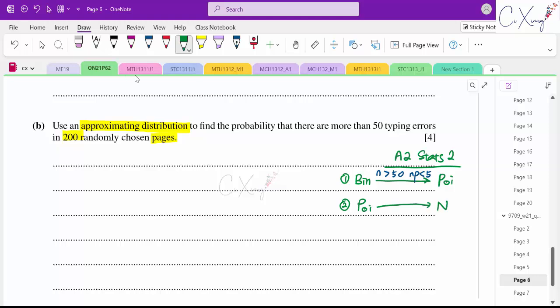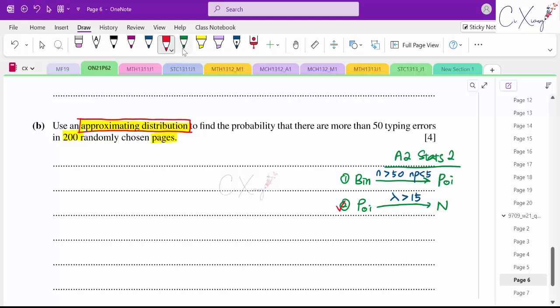When can you change Poisson to become normal distribution? The condition is when your lambda is greater than 15. For this question, you can see they tell you very clearly to use the approximating distribution. That means you must take some approximation. And this question originally is Poisson, right? Therefore, the second type of approximating will be our consideration here. I'm going to change the Poisson to become normal.